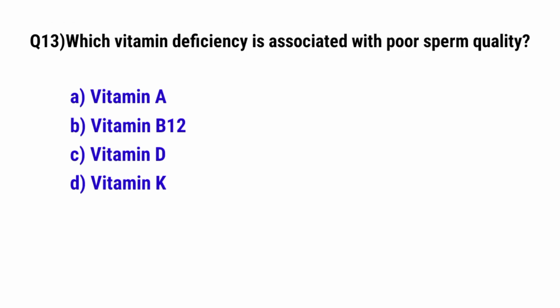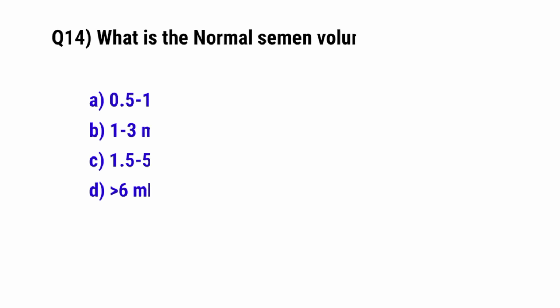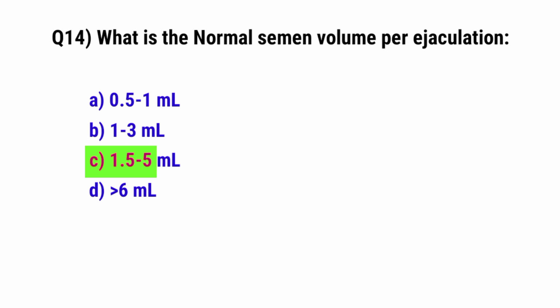Question number 13. Which vitamin deficiency is associated with poor sperm quality? The correct option is C. Vitamin D. Question number 14. What is the normal semen volume per ejaculation? The correct option is C. 1.5 to 5 ml.